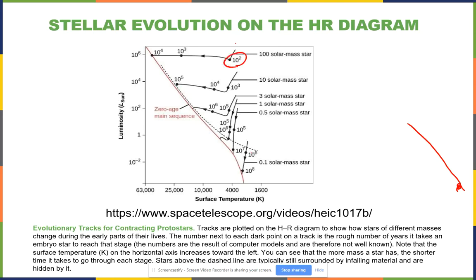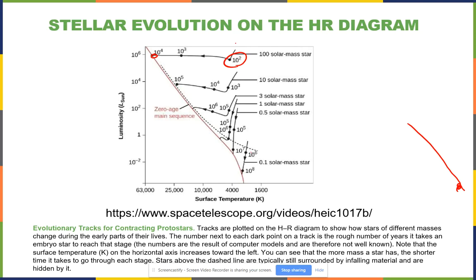So 10 to the second, that's only 100 years. A 100 solar mass star only takes about 100 years to become a star. And then it's going to be about 1,000 years before it reaches the main sequence. What's the difference in being a star and being a main sequence star? It reaches equilibrium when it reaches the main sequence.